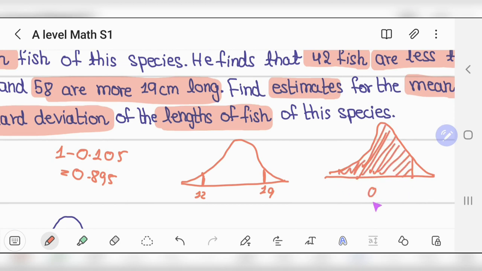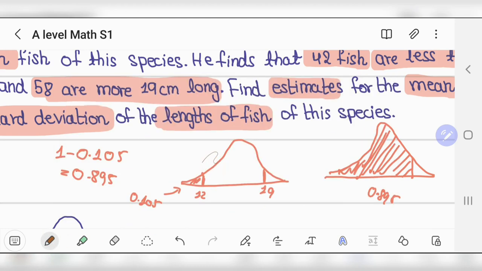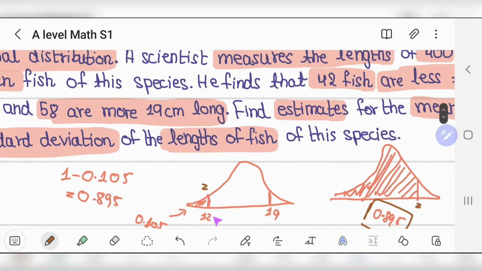This would be 0.895, and right in here it's actually 0.105. And you need to understand that the standard deviation of the z-score of this one and this one is the same. Okay, so you will try to find the z-score of this, and then you put a minus, since it's right here the z-score would be negative, right?